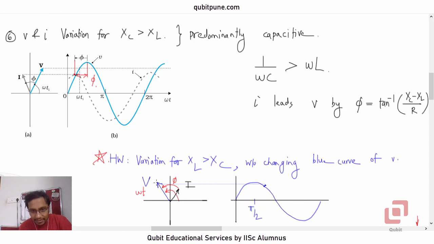This is that instantaneous value. So how will the current look here? That is what I want you to draw.